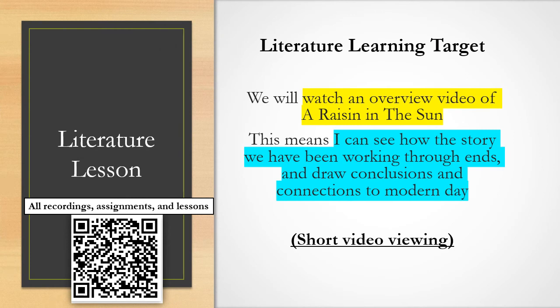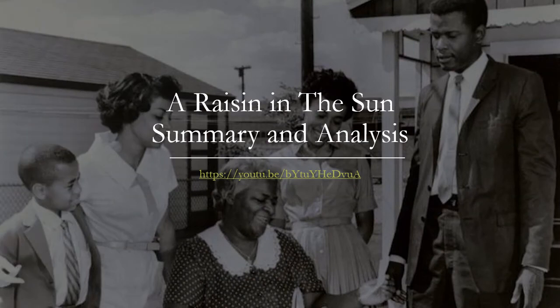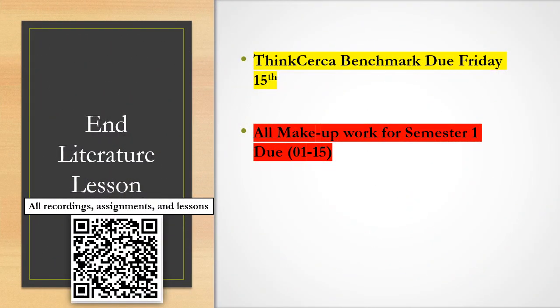So for our literature learning target today, we're going to watch a quick 14-minute overview of A Raisin in the Sun. So this means we can kind of see how the story ends and maybe draw some conclusions and connections to modern day experience in the United States. We'll watch that in class. I'm not going to watch that here, but if you want to, you can follow that link through and watch that now as well. And again, the only new thing that is due this week is the ThinkCirca benchmark. That's due Friday, and any makeup work for semester 1.